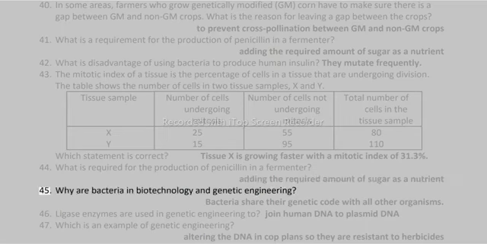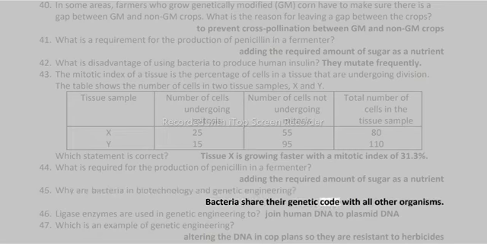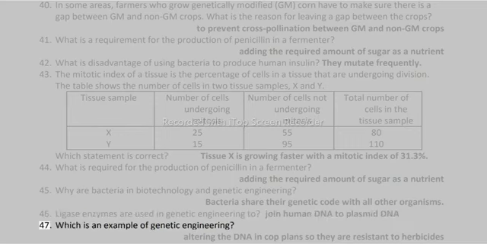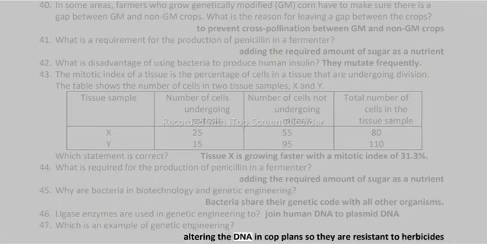45. Why are bacteria used in biotechnology and genetic engineering? Bacteria share their genetic code with all other organisms. 46. Ligase enzymes are used in genetic engineering to join human DNA to plasmid DNA. 47. Which is an example of genetic engineering? Altering the DNA in crop plants so they are resistant to herbicides.